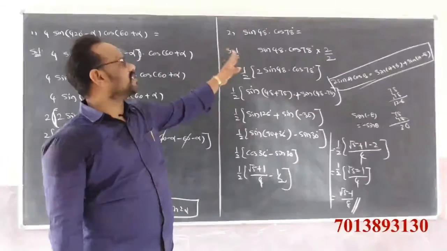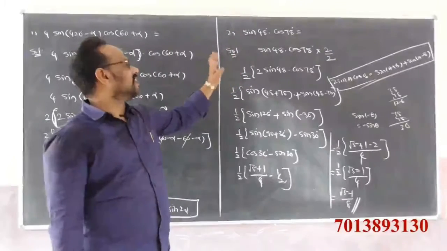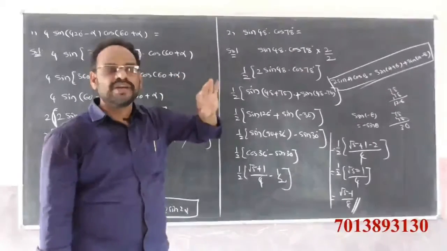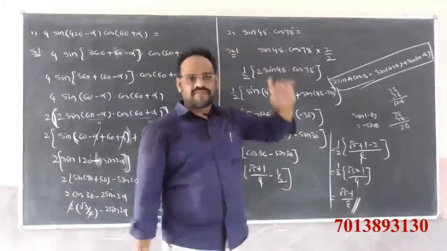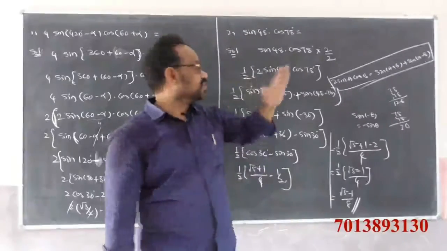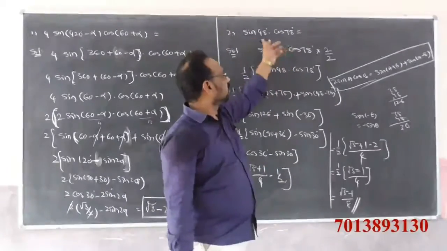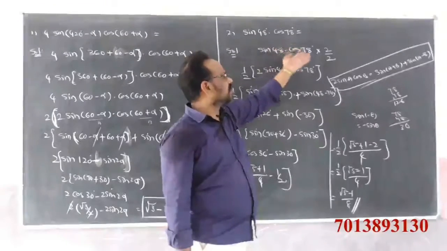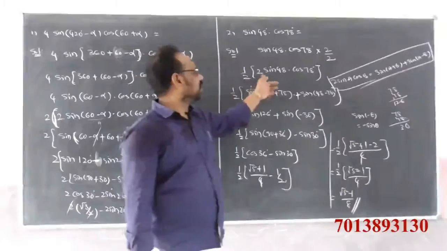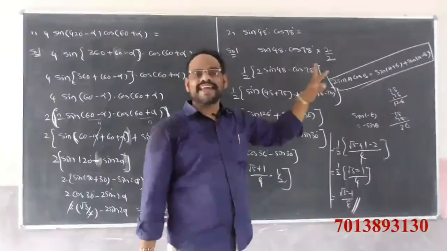So sin 48 into cos 78: any direct formula is not there. So we have one formula, that is 2 sin A cos B. So for this expression, numerator and denominator multiply by 2 by 2, we get 1 by 2 times 2 sin A cos B.